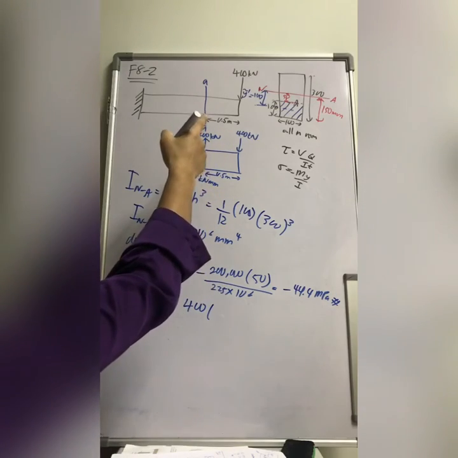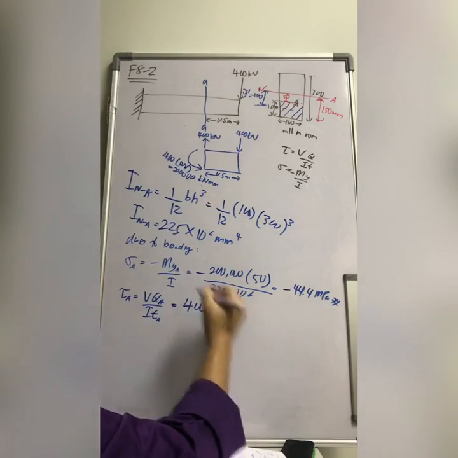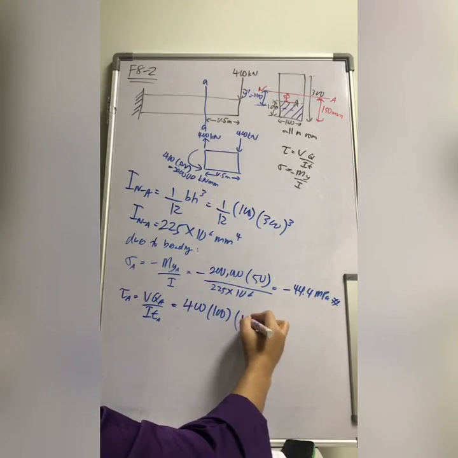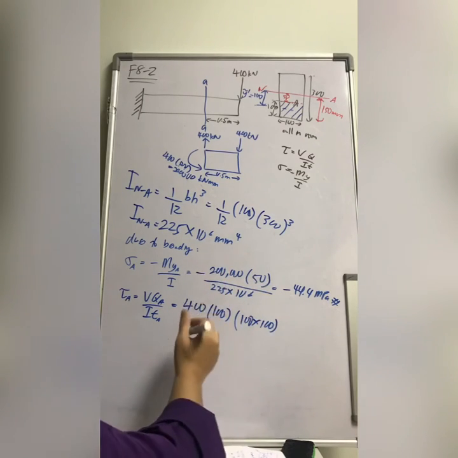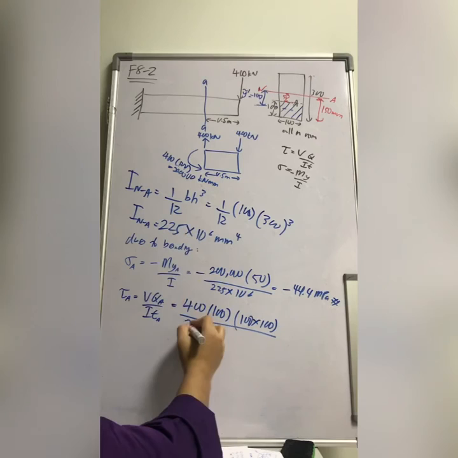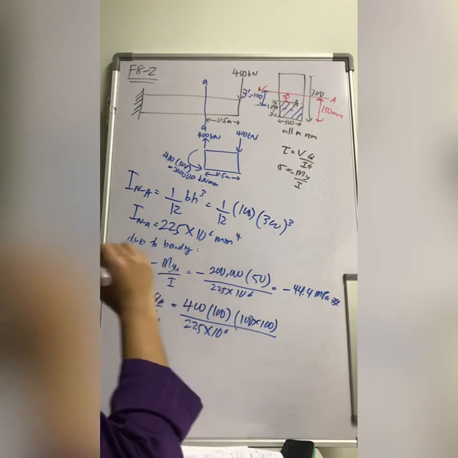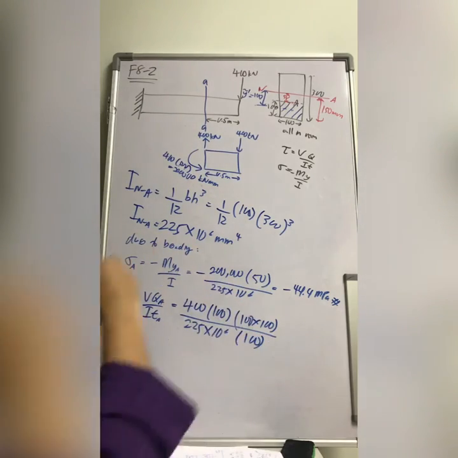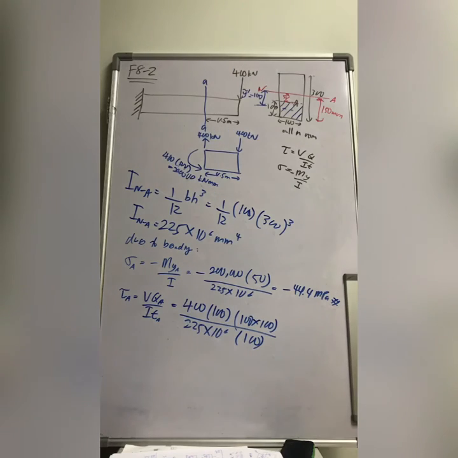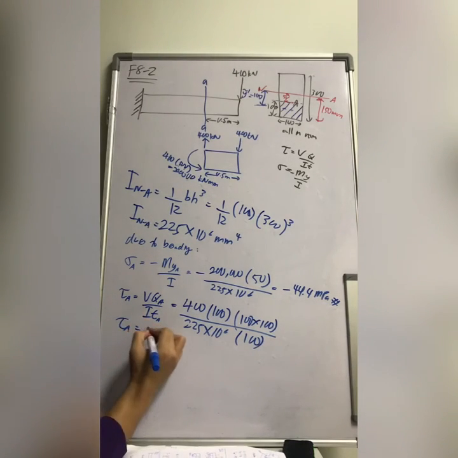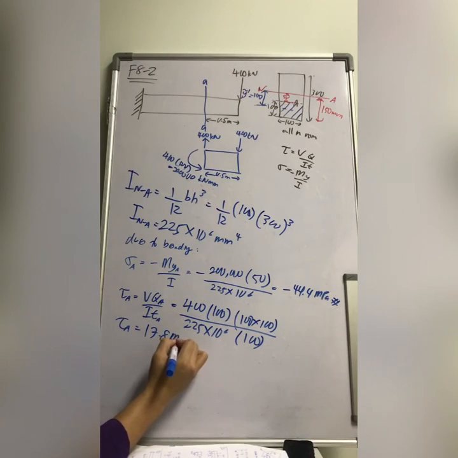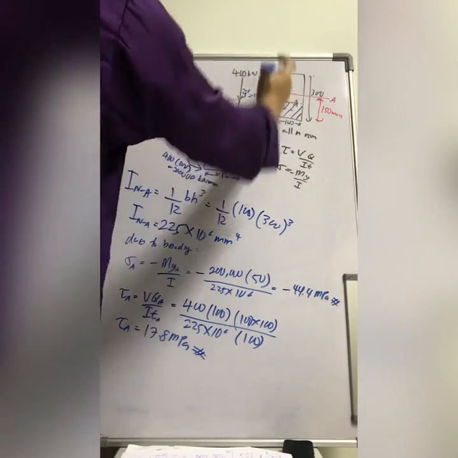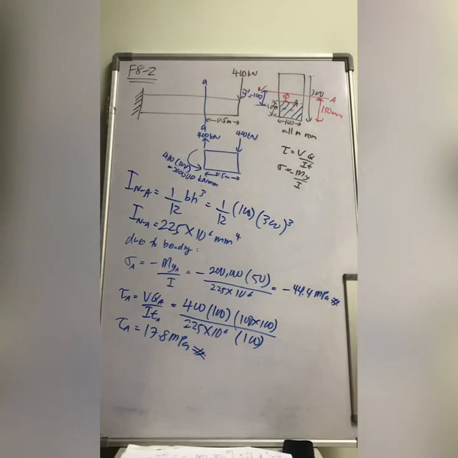Your Q is y bar prime times A prime. So it is 100 for y bar prime times A prime, which is base times height of that blue area, 100 times 100, divided by I, which is 225 times 10 to the power 6 millimeter to the power 4, and then t, the thickness at A, is 100. If you hit the calculator, you get tau A equals 17.8 megapascal, and please remember it goes up, following this 400 kilonewton direction.